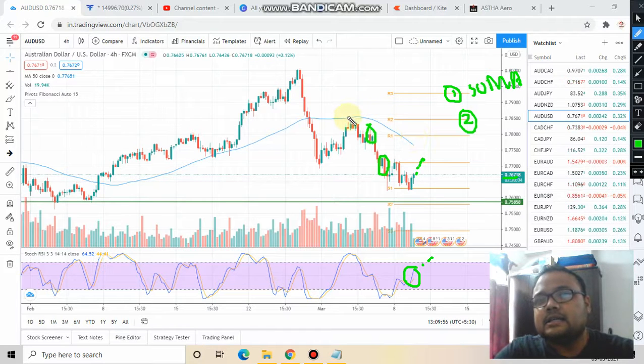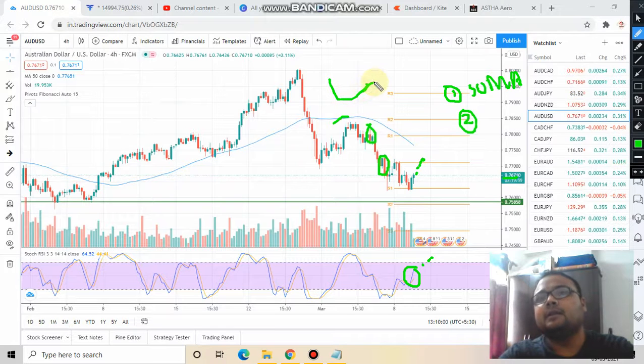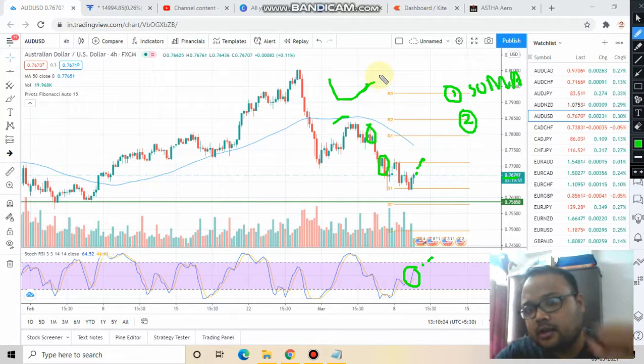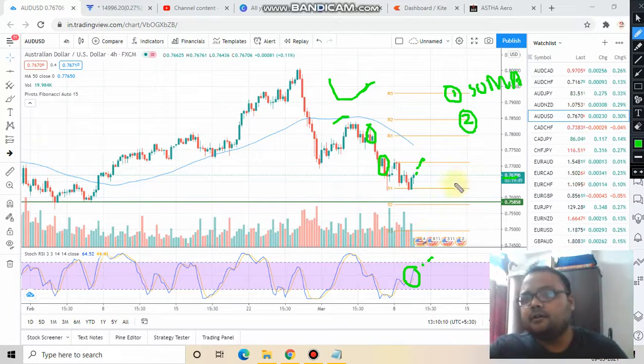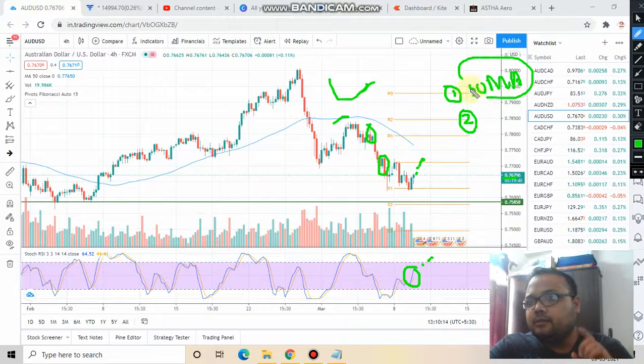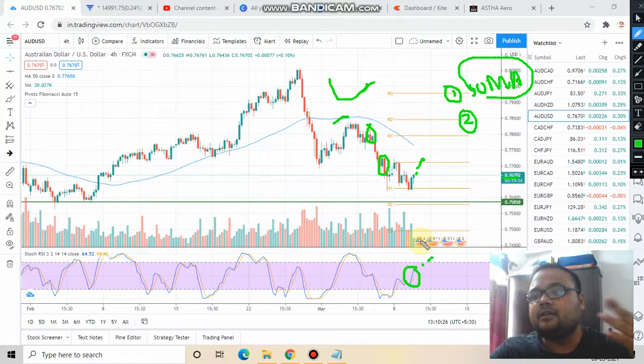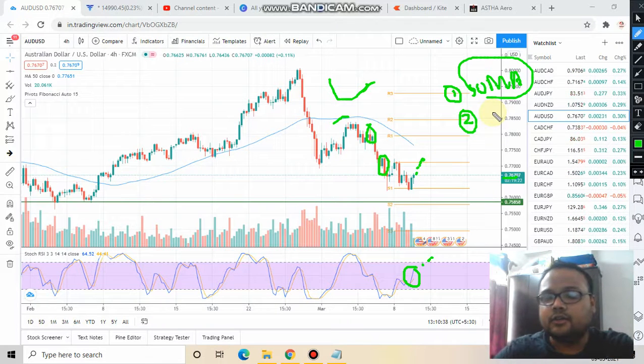Because this is a sell on rise kind of a market. Whenever market will go up a little bit, sellers will push the market further towards the downside. This is a sell on rise market. Therefore, wait for the 50 moving average. In case market doesn't reach the 50 moving average, then wait for the stochastic RSI to go to the overbought zone, and when you'll get the confirmation in the form of price rejection or selling pressure from above, then you can short the market. So these two are the strategies for the Australian dollar US dollar for 9th March.